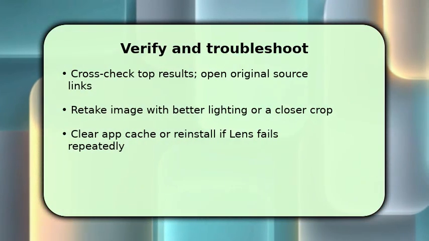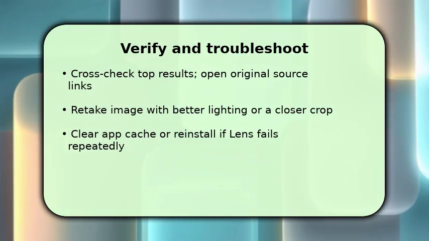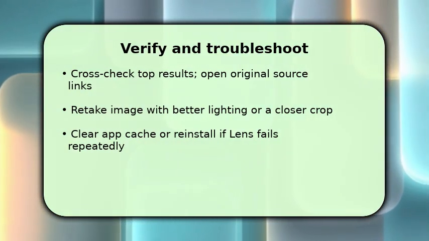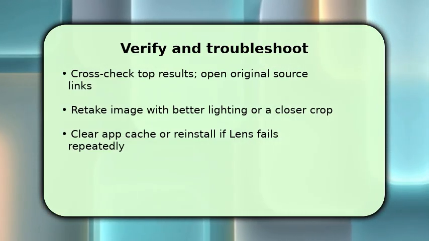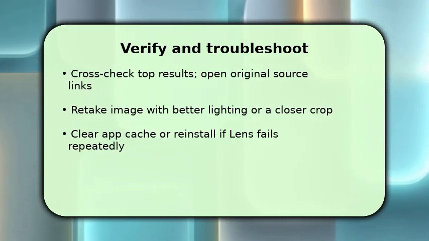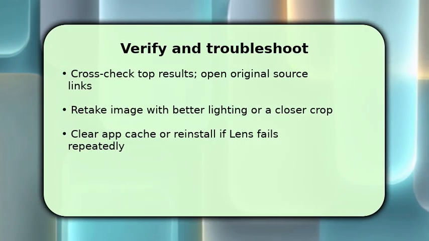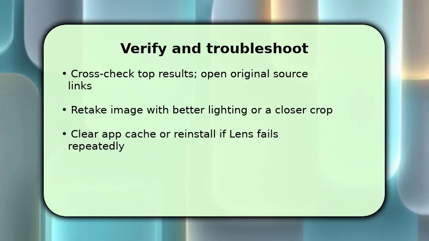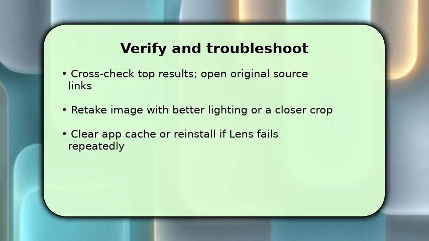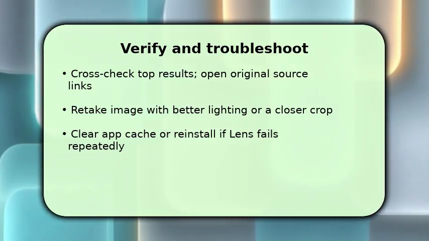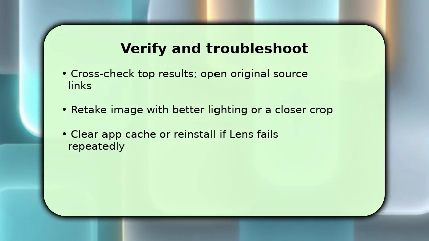You finish by verifying the top results. Open the original source links and compare answers to ensure accuracy, since Lens aggregates multiple sources. If text is misread, retake the photo with brighter, even lighting and a tighter crop, and make sure handwriting is legible. If Lens stops responding or gives no matches, clear the app cache or reinstall the Google app.